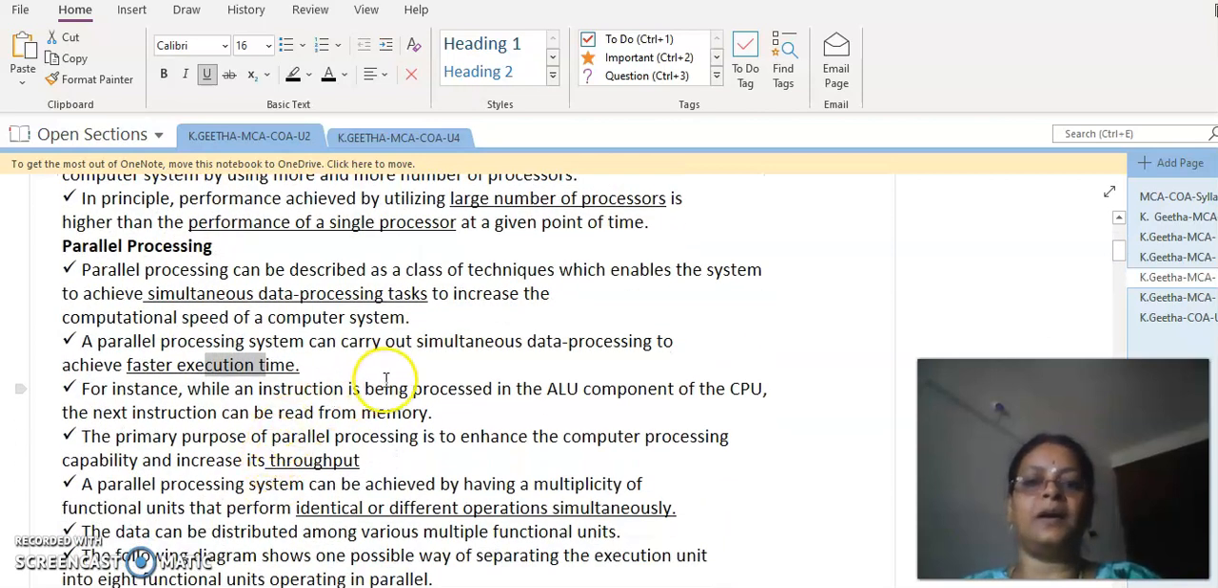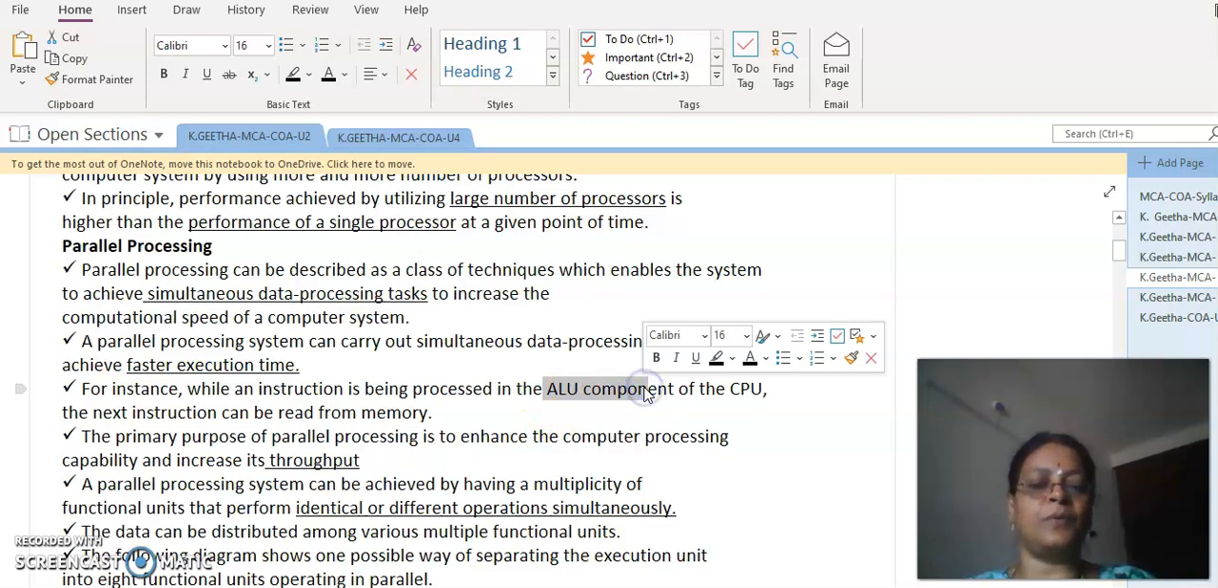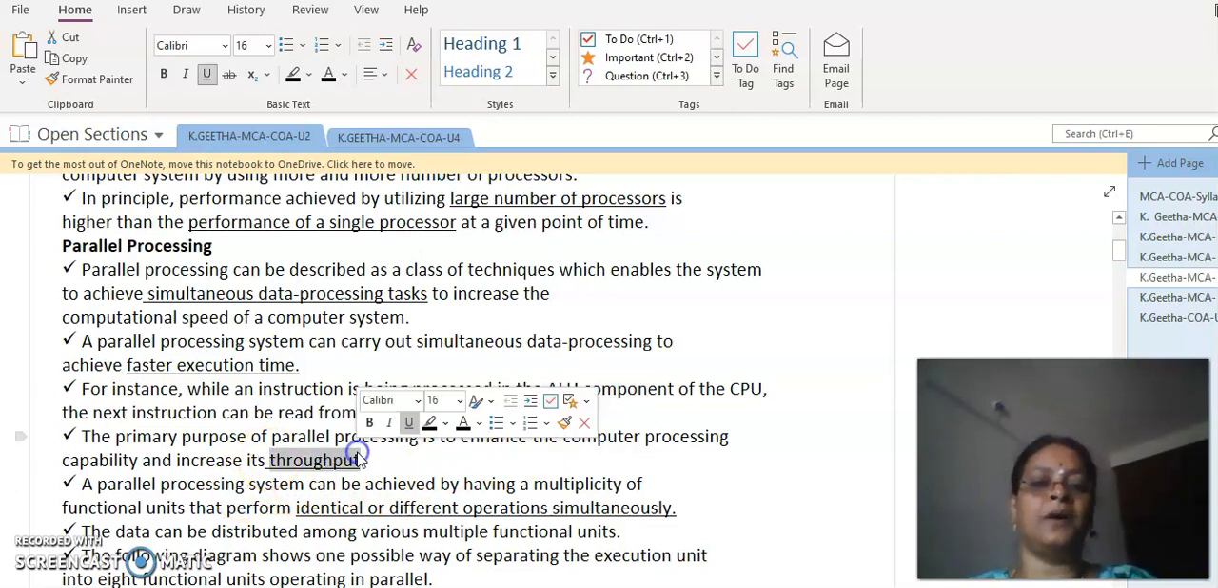Here, the instruction can be processed by the ALU component of the CPU. If the application involves too many arithmetic logic operations, and if we have multiple functional units, then at the level of the functional unit itself, we will be able to improve the performance. And the overall objective of doing this parallel processing is to increase the throughput.